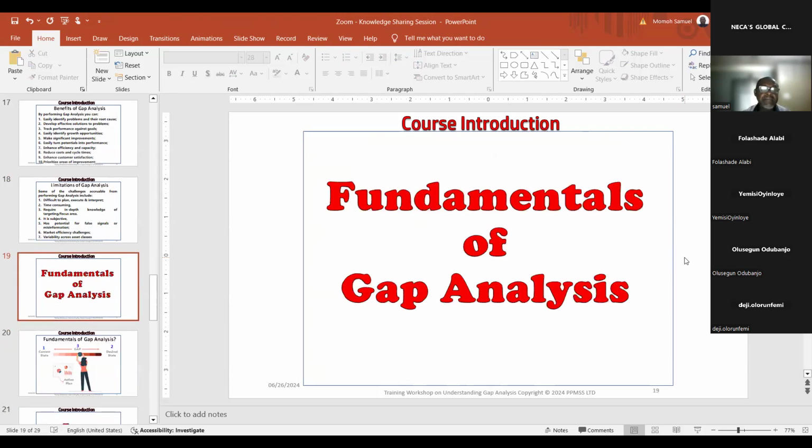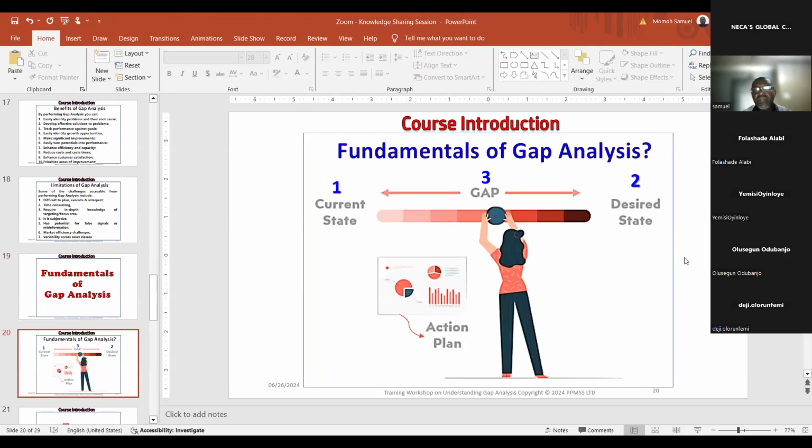So having looked at the limitations, we've looked at the concepts of gap analysis. We've looked at some of the benefits and considered the limitations. Let's look at the fundamentals. For you to be able to successfully carry out gap analysis, these elements must be in place. First, like I said, you must identify your current state. Where am I? That's the question. Where are we as an organization? Where am I as an individual?